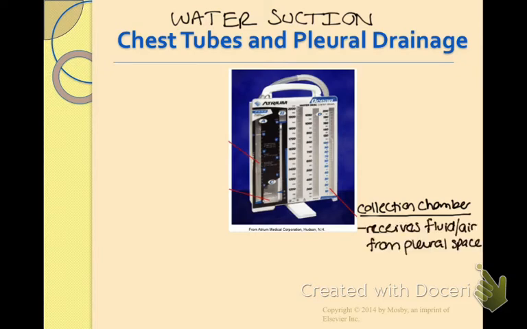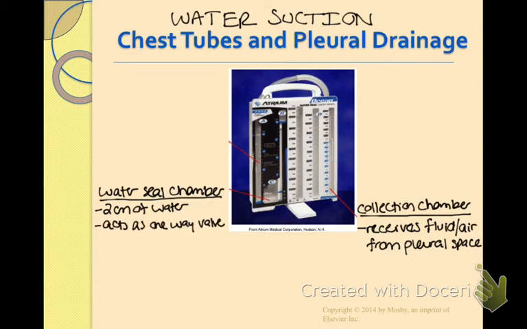That receives fluid and air from the pleural space. The water seal chamber right here, which is C on this diagram. So D is the collection chamber, C is the water seal chamber. And the purpose of the water seal, it always holds about 2 centimeters of water, always. And it acts as a one-way valve.